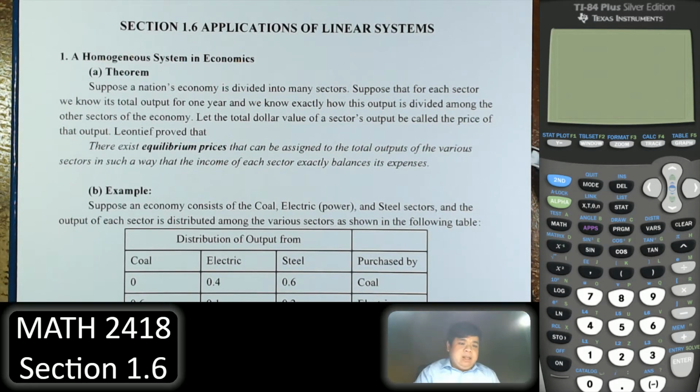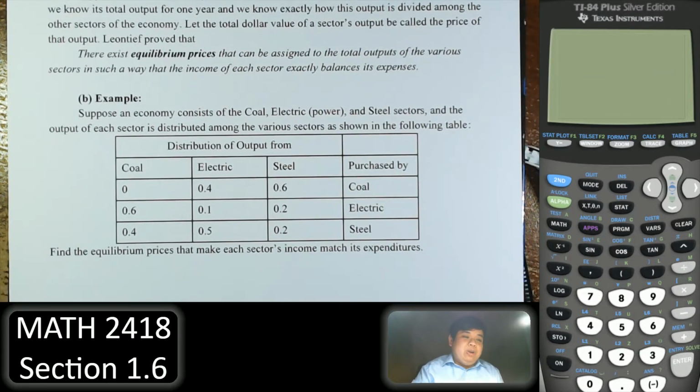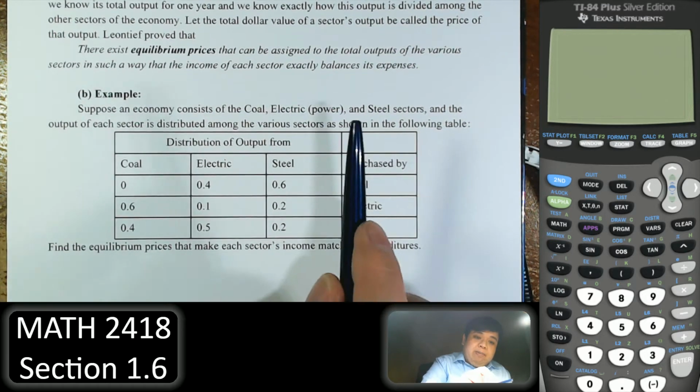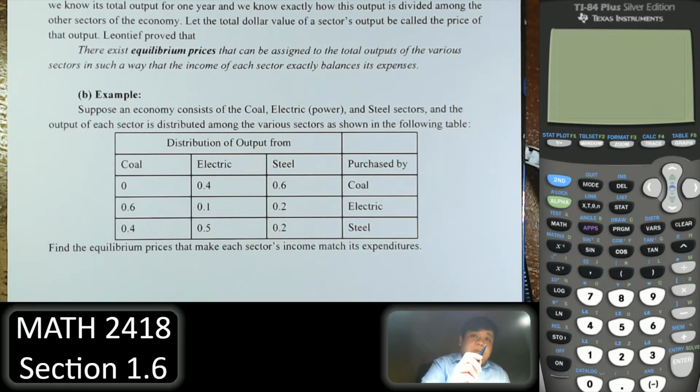So what does that mean? I would actually just look at the example to get an idea of what we're dealing with. Suppose the economy only has 3 sectors: coal, electric, and steel. Of course there are a lot more, but let's just concentrate on those 3. And those 3 will interact like this.